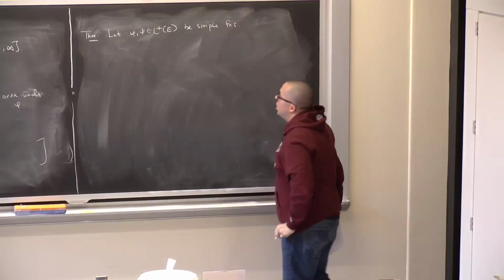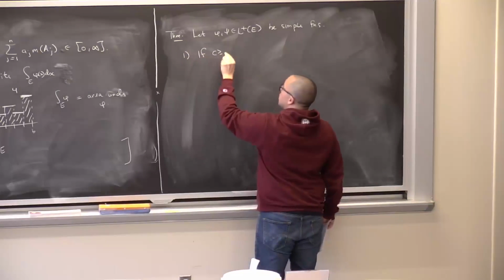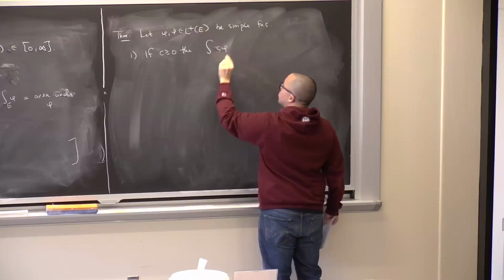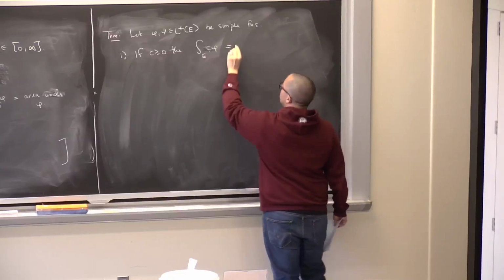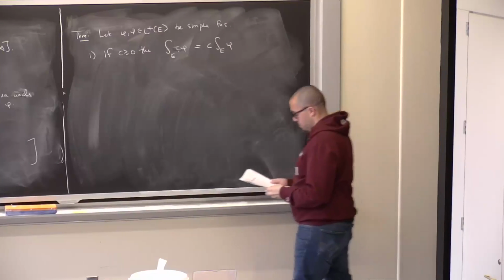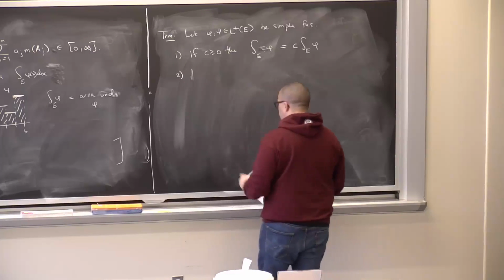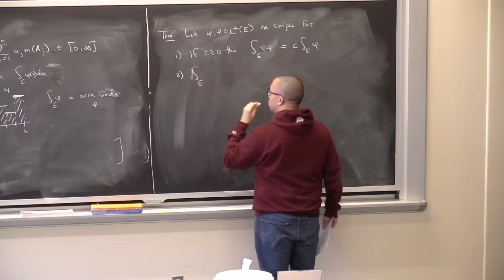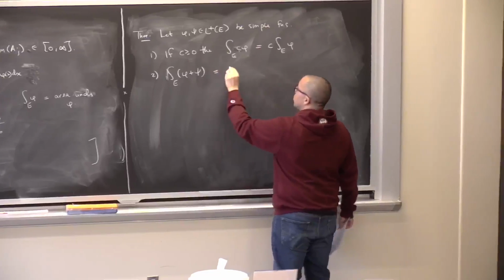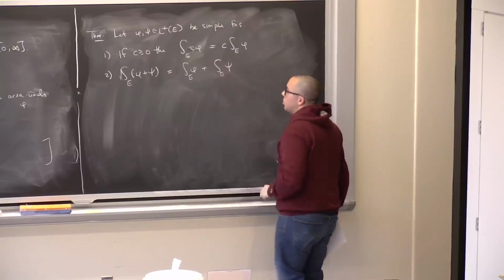Let's take two simple functions. First is that if c is bigger than or equal to 0, then the integral of c times phi over E is equal to c times the integral over E of phi. Okay? Second, the Lebesgue integral over E of phi plus psi is equal to the Lebesgue integral of phi plus the Lebesgue integral of psi.